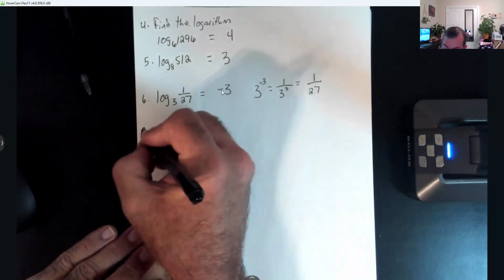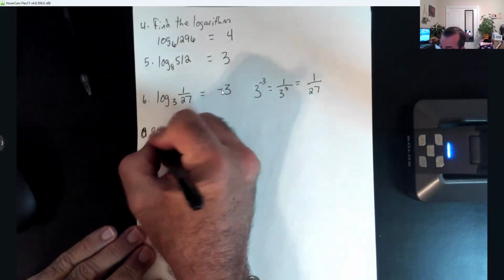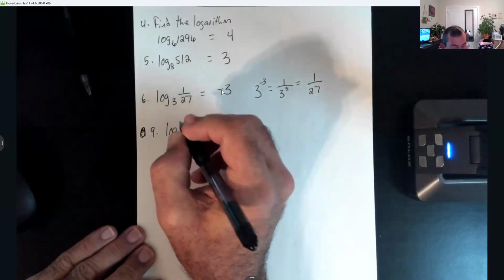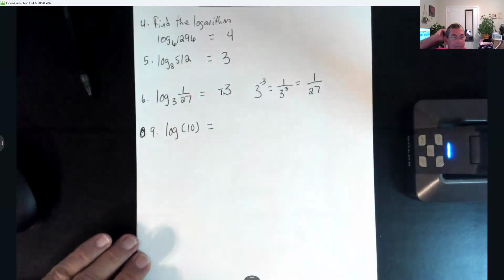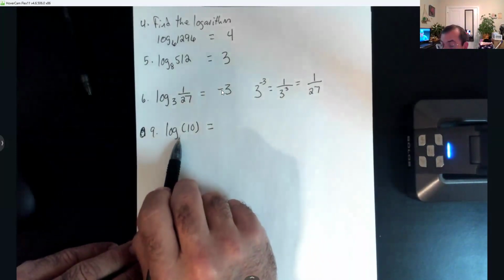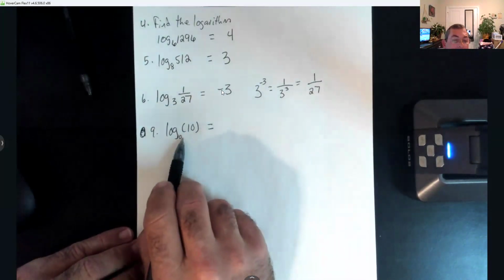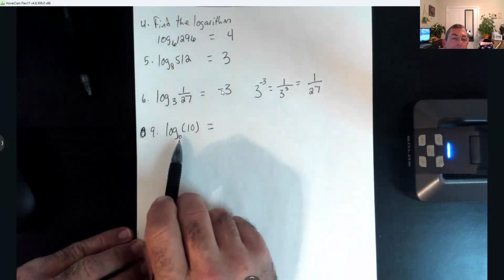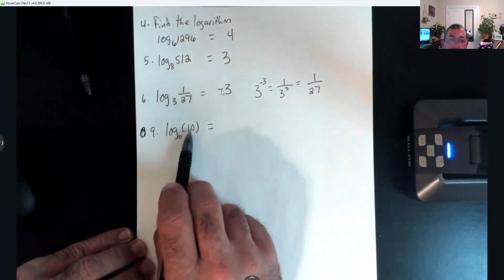Oh, let's try one like this. This looks like number 9 for me. Log of 10. Remember, there's no base here, so technically this base is a 10. So I got a log of 10, which is really a log base 10 of 10.